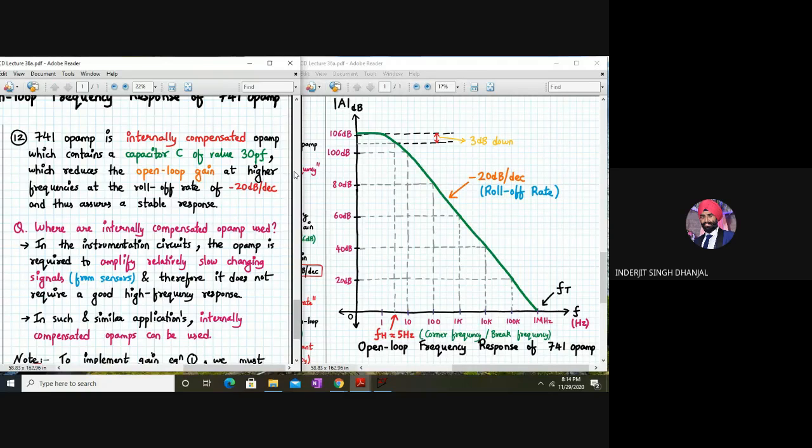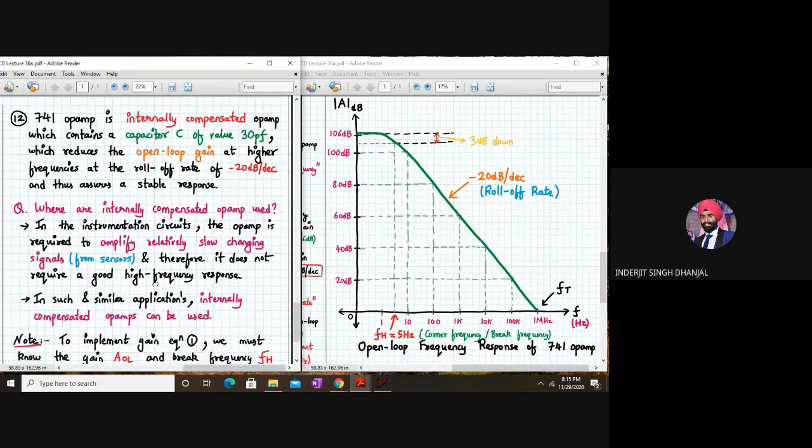Now, whenever there is a capacitor, it will actually reduce the speed of the op-amp, and this capacitor is the main reason why the gain of the op-amp falls down after 5 hertz in the case of open loop gain. So that's why your open loop gain is so limited. So let's see what internally compensated op-amps are and where they are used.